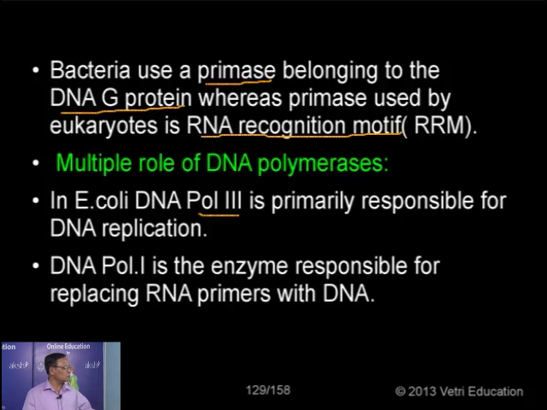DNA polymerase 1 is an enzyme responsible for replacing the RNA primer with DNA. I mentioned already that RNA primase is responsible for making what is called the primer. So in bacteria, in addition to polymerization, it is also responsible for replacing the RNA primer with DNA. So it has a dual role: not only the polymerization process, but also removing the RNA primer and replacing it with DNA.